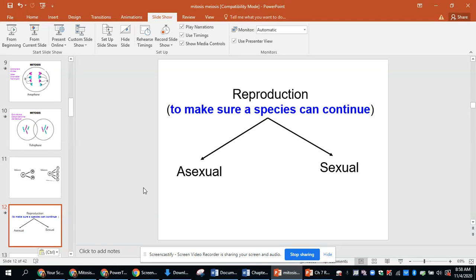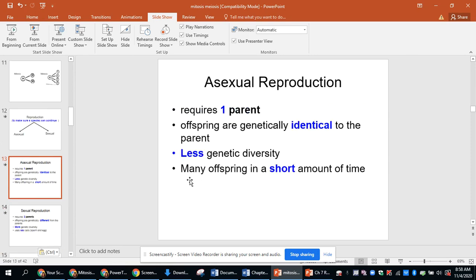So we're looking at reproduction in cells, and remember that depending on if one parent contributes the DNA or two parents contribute the DNA, we call this asexual or sexual reproduction. Think of it as if you have a pen, that means you have one pen. So in asexual reproduction, there's only one parent contributing the DNA. The offspring are genetically identical to the parent.